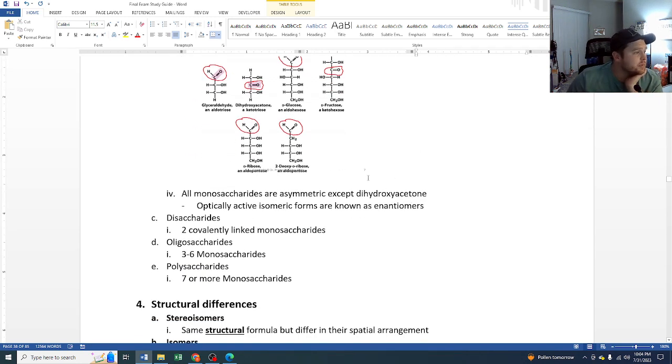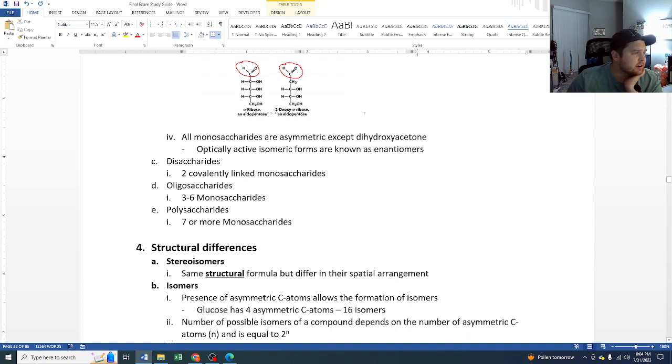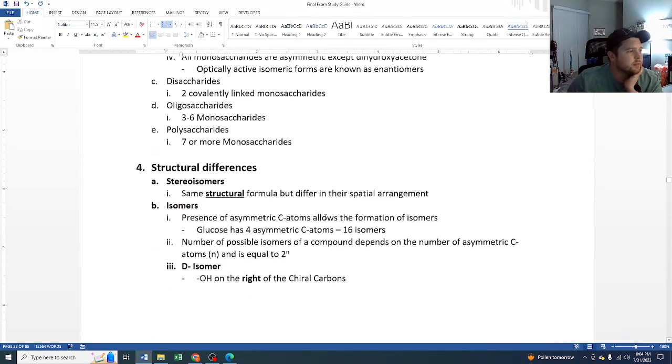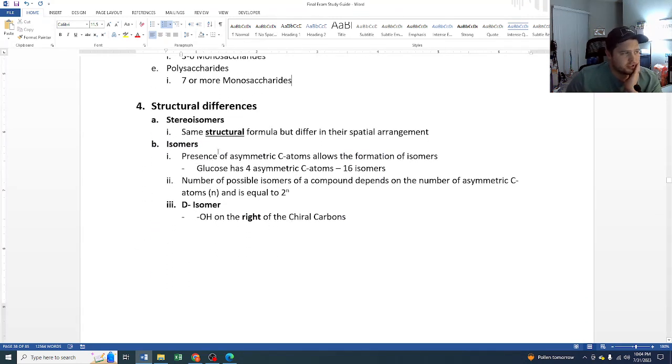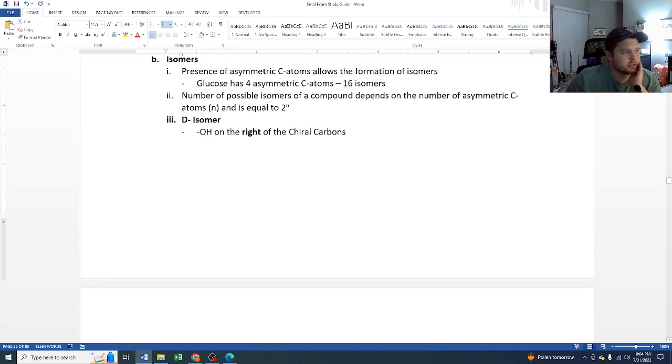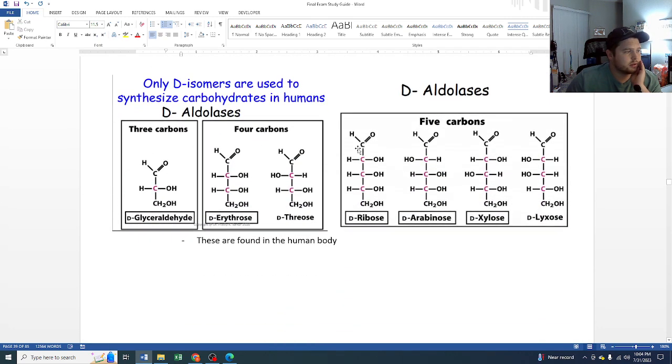Okay. We also have disaccharides, oligosaccharides, and polysaccharides, 7 or more monosaccharides joined together. Stereoisomers, this is just some definitions where they have the same structural formula but differ in their spatial arrangement. Isomers, the presence of asymmetric C or carbon atoms allows the formation of isomers. D-isomer, again, just knowing that the D-isomers are what are found primarily in the body. Pretty much everything is the D-isomer. I think there's one that's an L, but they're all pretty much D-isomers.